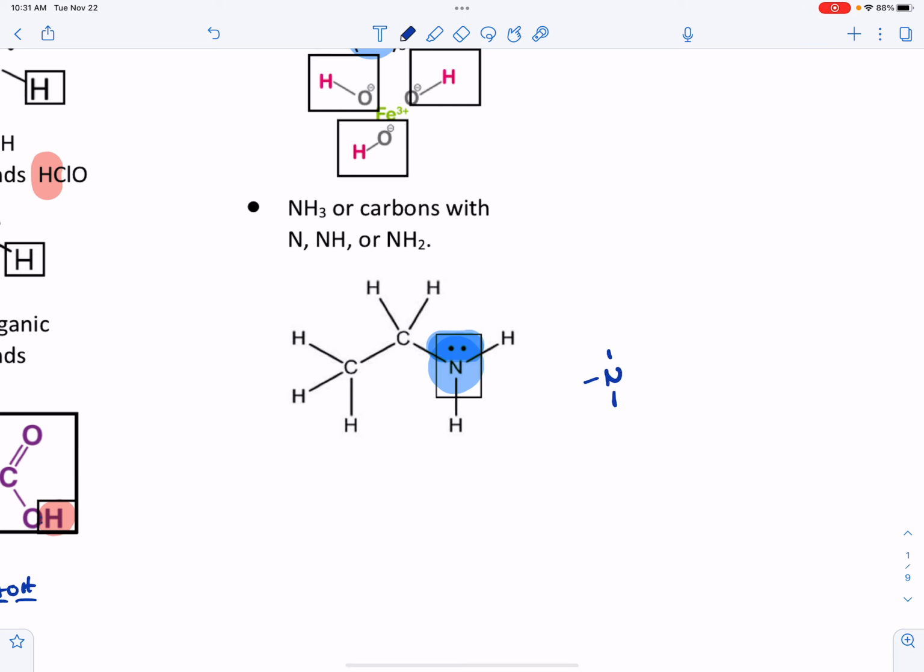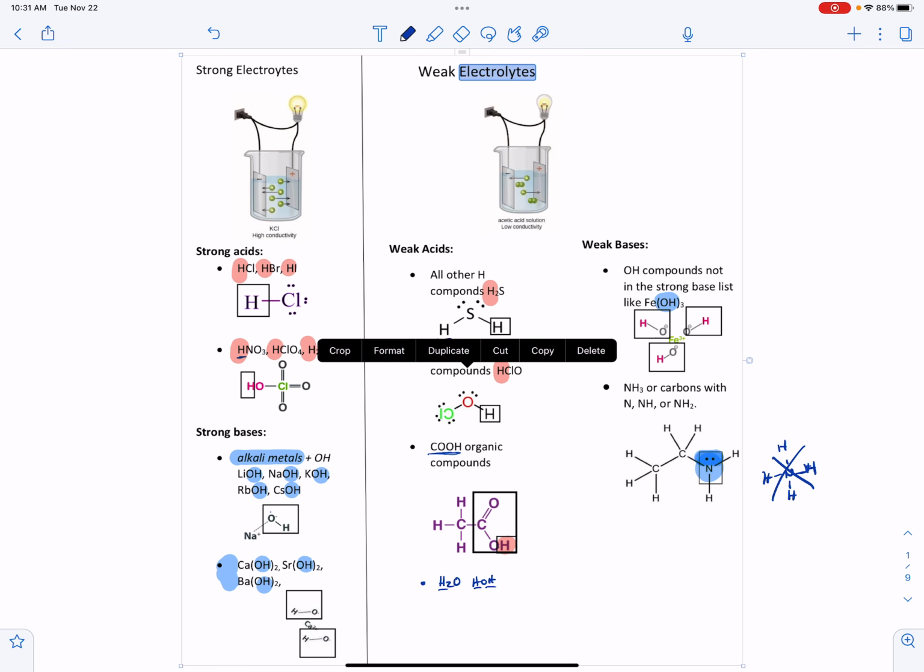Note that when nitrogen has 4 bonds, and those are all H's, it doesn't have the lone pair anymore to act as a base. So this one is not going to be a base. But again, look for OHs and look for the nitrogen.